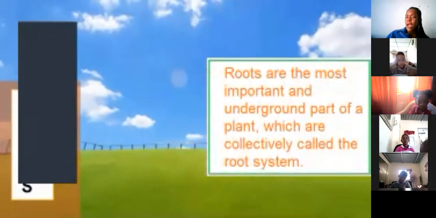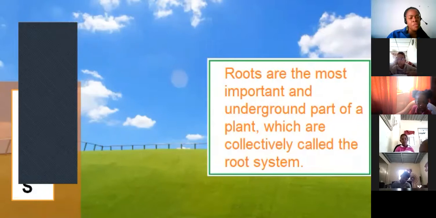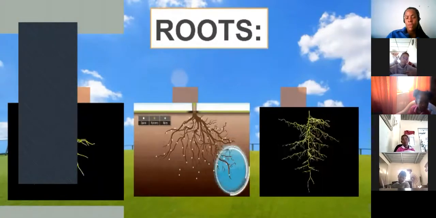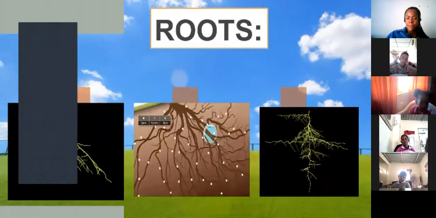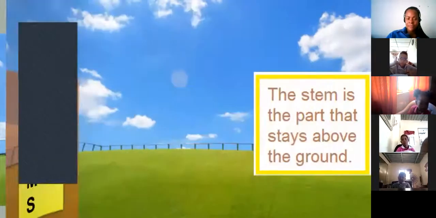Roots. Roots are the most important and underground part of a plant, which are collectively called the root system. Vemos que las raíces son las partes más importantes o tienen un mayor crecimiento en las partes de la planta, lo que crea una colectividad llamada el sistema de raíces, que es el que se encarga de dispersarse y hacer que las plantas crezcan y también se reproduzca y crea nuevas plantas. We have the roots here. We have an example.